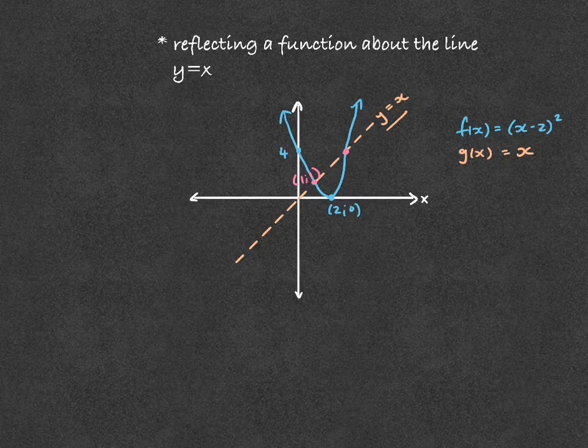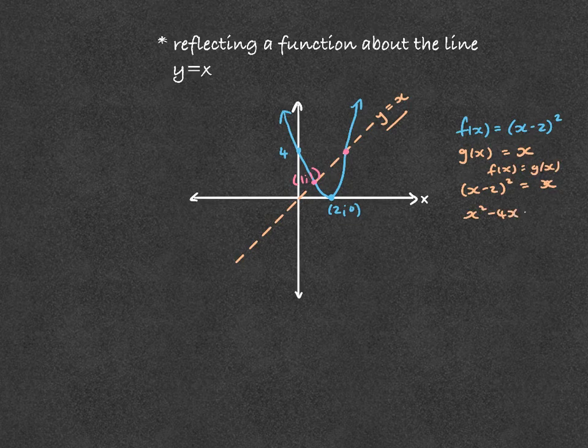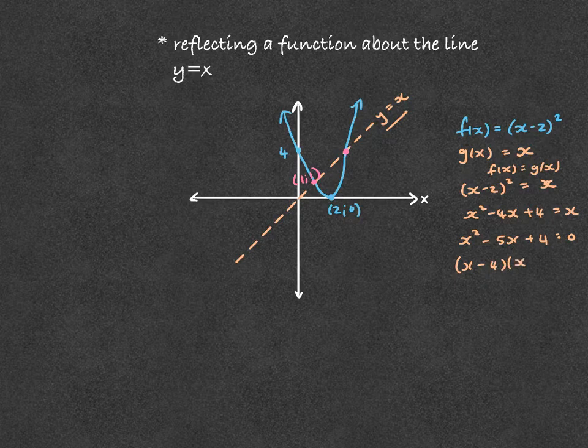In other words, if f of x is (x minus 2) all squared, and f of x is equal to g of x, which is equal to x, that means x squared minus 4x plus 4 is equal to x. So x squared minus x on both sides, minus 5x plus 4 is equal to 0. So that is (x minus 4)(x minus 1) equal to 0. So x is equal to 4 or x is equal to 1. Yippee-yay. So we've got (1, 1), and then this is the point (4, 4).